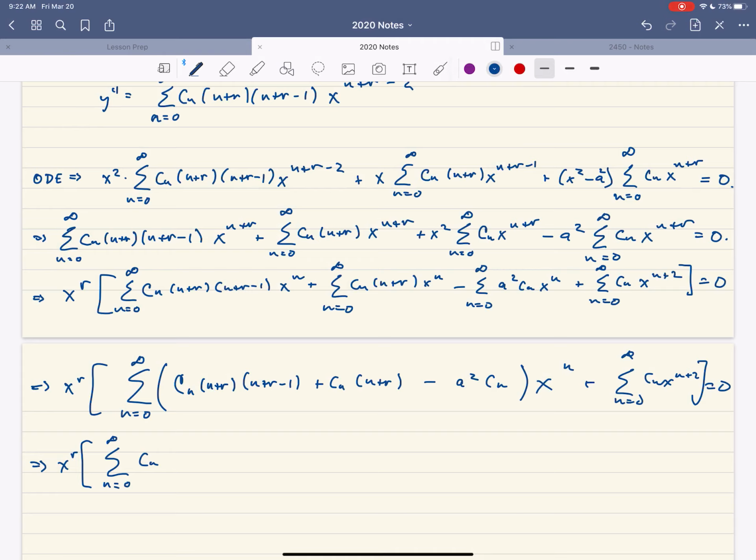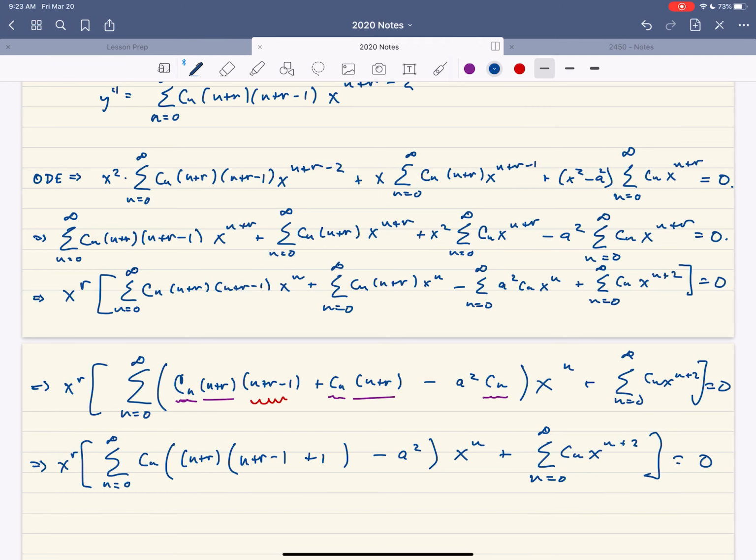This is c sub n times, from the first two terms, we're going to have n plus r. Okay, so just to be clear about what I'm doing here, I have an n plus r and an n plus r, and we've already factored out the c sub n's. So I'm going to have an n plus r and n plus r, and I'm going to be left with n plus r minus 1. So it's going to be that part, plus 1, which is the part there, minus a squared. That's all times x to the n plus that sum from n equals 0 to infinity, c sub n x to the n plus 2.